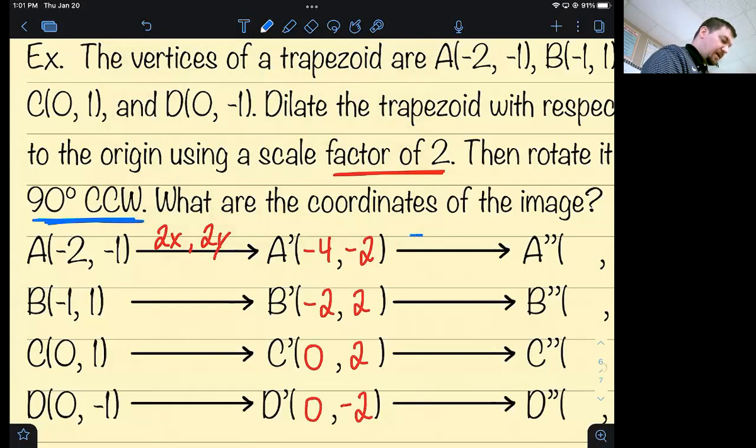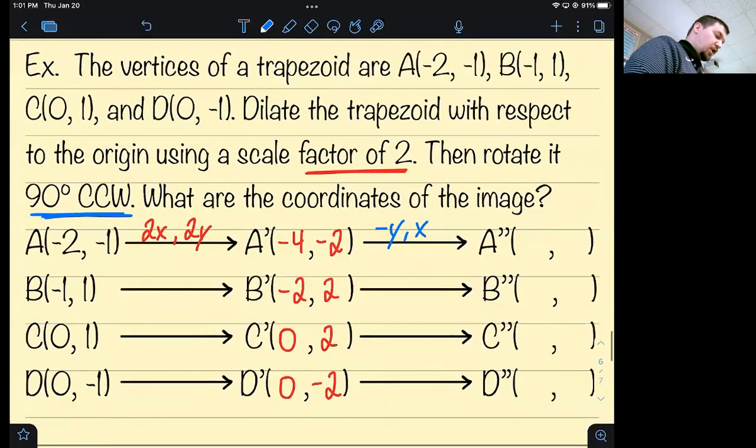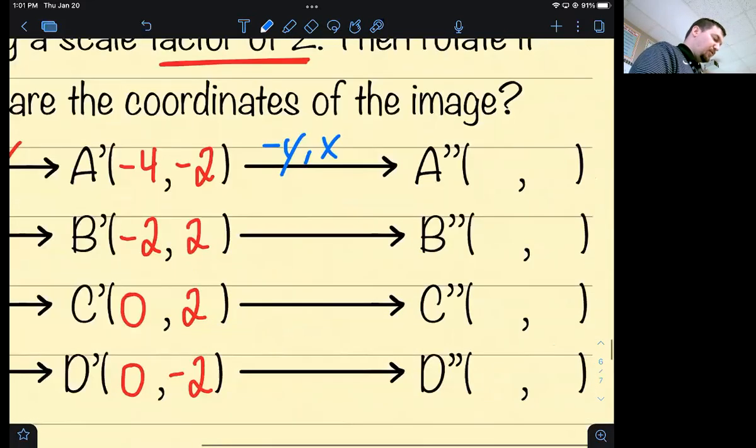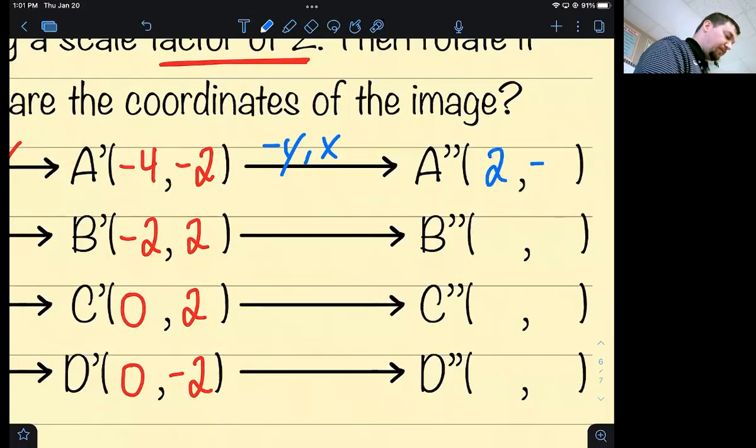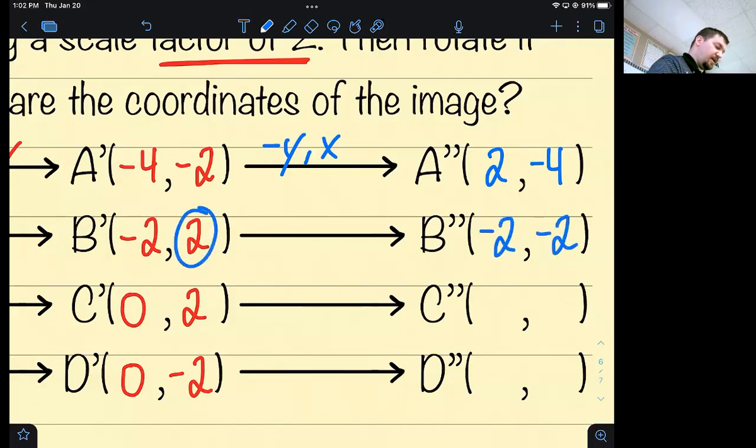That's exactly right. Nice job. -y, x. Take the opposite of the y and then flip it to where the x was. So -y, x. Jacoby, what does that make the A double prime unit? Good, 2, -4. And Deegan, what does that make the B double prime? -2. Good, yeah, take the opposite of that y right here and then flip it.